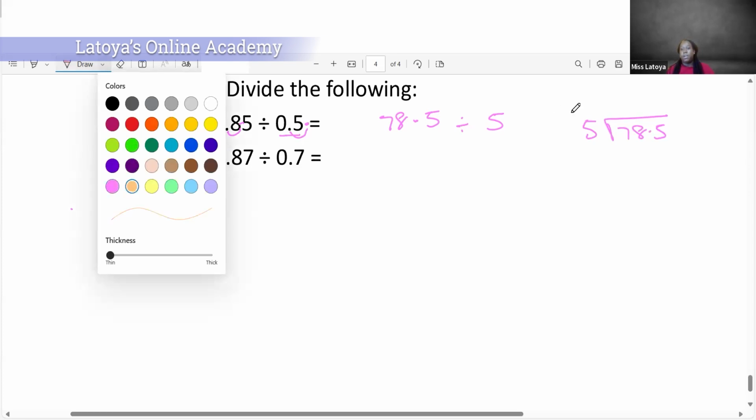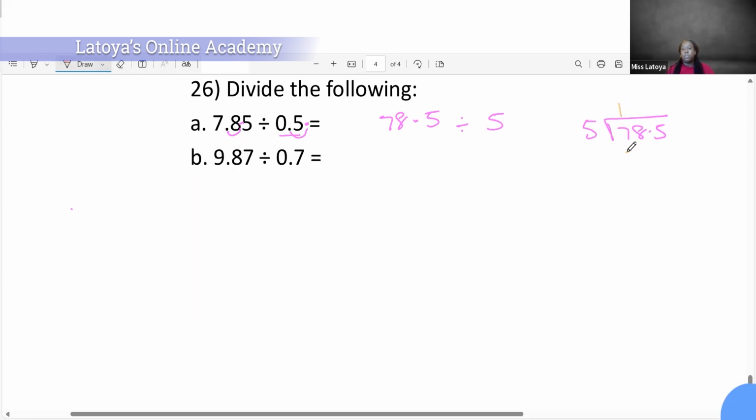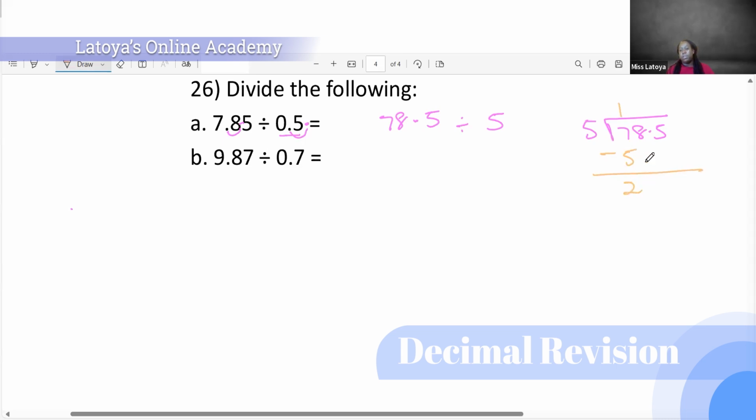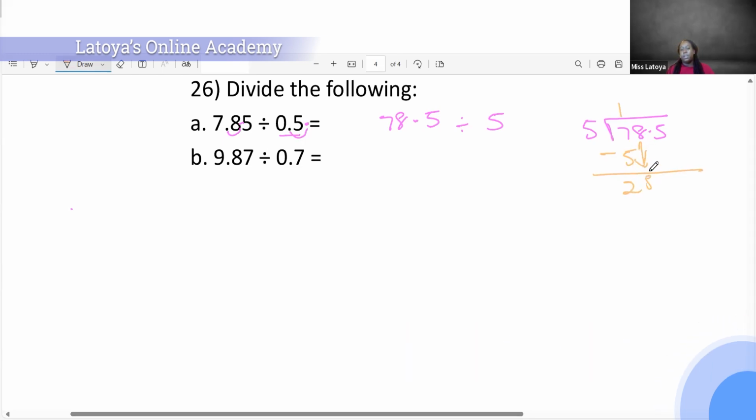So it's going to be 5 into 7 is 1, 5 ones are 5. Bring down the 8. 5 into 28 is 5. 5 fives are 25. We're going to remember 3. You have a point here, so we put it back. Bring down the 5. 5 into 35 is 7. 5 sevens are 35. So we are getting for the first one 15.7.